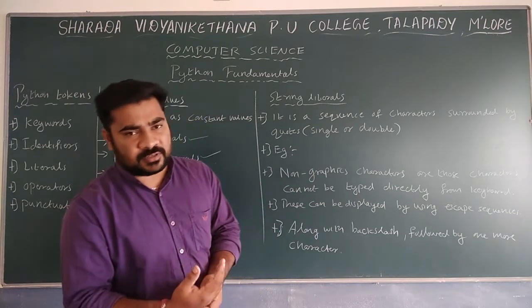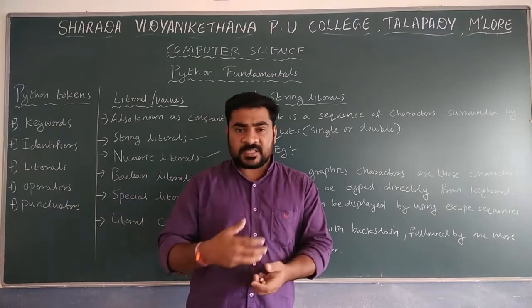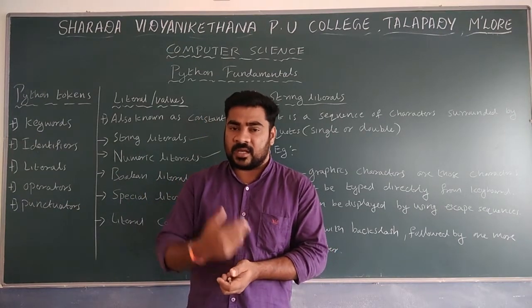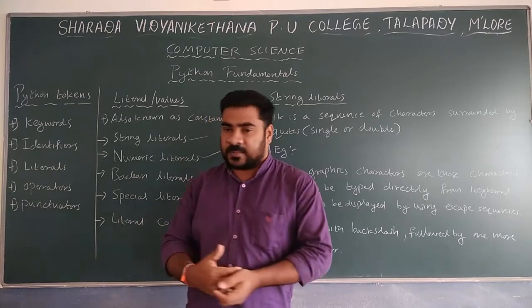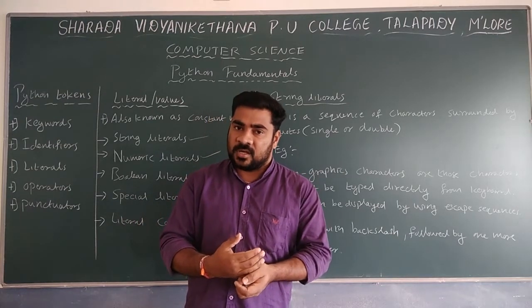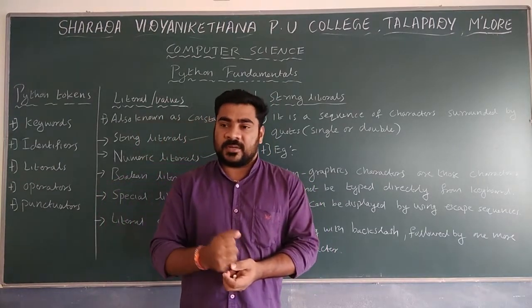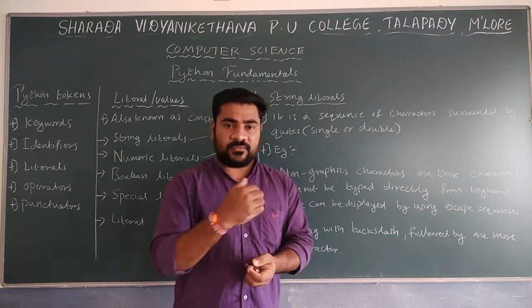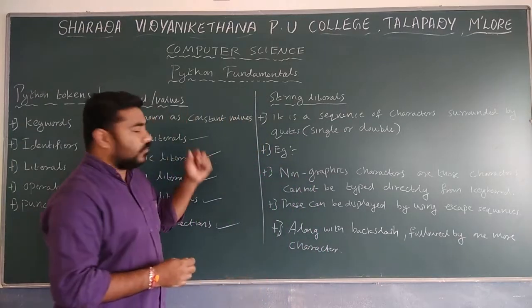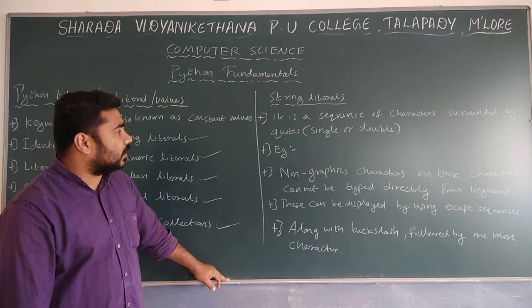String means a sequence of characters. Numeric means digits. Boolean means only a boolean value, and there are two values: true and false. The last one is special, that is the special None value. Whenever you are not providing any value, or you have no information, at that time we can use the special literal. These are the different types of literals. So first we will move to the string literals.